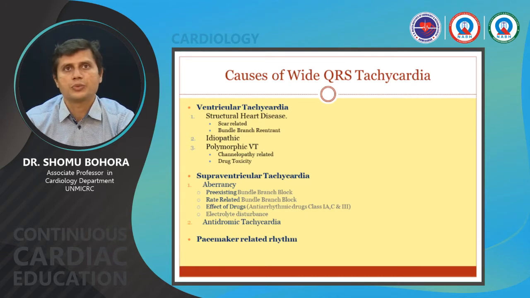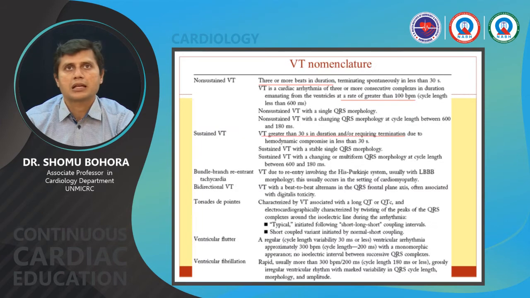Supraventricular tachycardias can present with aberrancy in patients with pre-existing bundle branch block or can be related to a rate-related bundle branch block. It can be also because of drugs like antiarrhythmic drugs 1A, 1C or 3. It can be because of electrolyte disturbance, especially hyperkalemia. Other supraventricular tachycardia resulting in an antidromic tachycardia like a Mahaim fiber tachycardia or a WPW with antidromic tachycardia are causes of wide complex tachycardia. Lastly, pacemaker related rhythms can cause wide complex tachycardias.